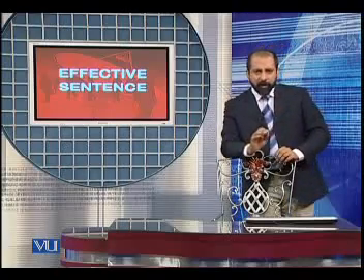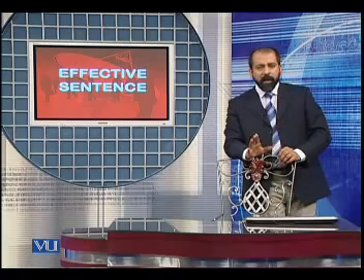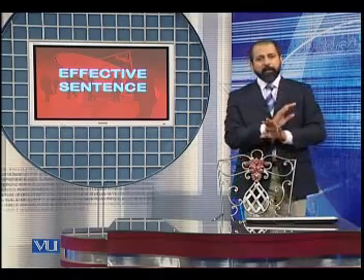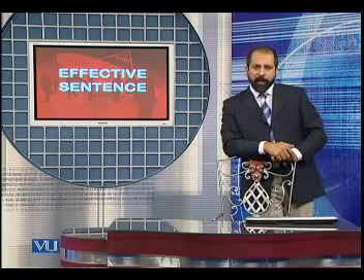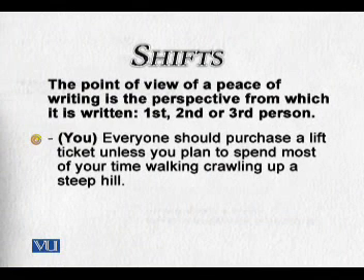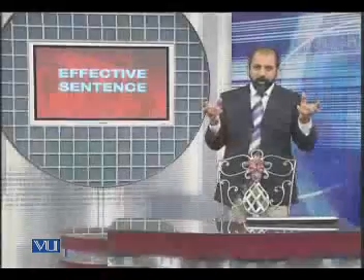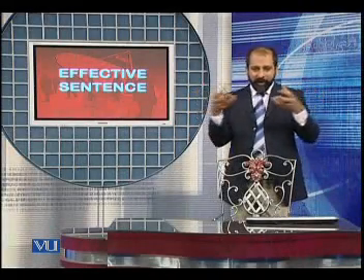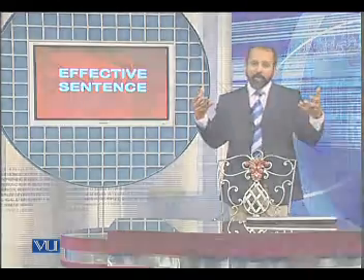Very briefly, in just 1 minute, I would like to show you one example, and then I'll wind up today's discussion on effective sentence. On your screen, you can see the first sentence: everyone should purchase a lift ticket unless you. Now, you're talking about everyone, and then you're shifting from everyone to you. That's a mistake. So, you should purchase a lift ticket unless you plan. Now, I introduced you at the start, you in the middle. Now, you are in the right point of view.